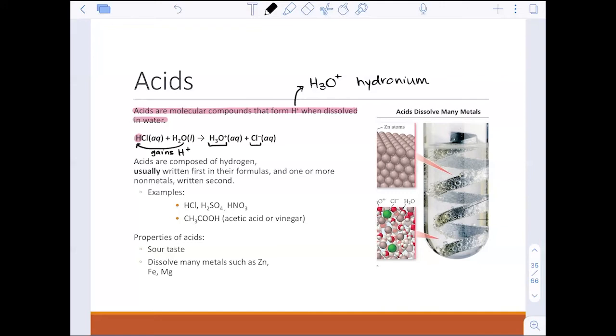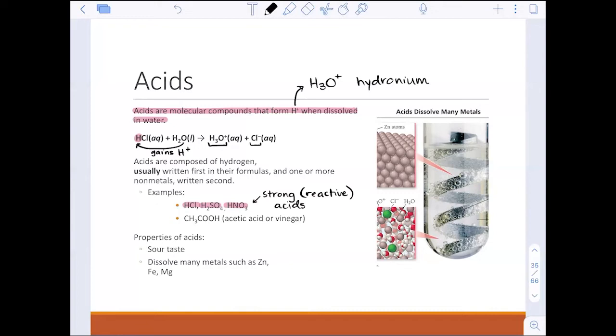So what's happening here is that acids are usually composed of hydrogen. Hydrogen is usually written first in their formulas. 99% of the time we'll see it written first in an acid. And one or more nonmetals is written second. Very typical examples: HCl, H2SO4, HNO3. These are going to be some of our strong acids. Strong meaning reactive acids. We'll talk about those and what they do in just a few minutes.